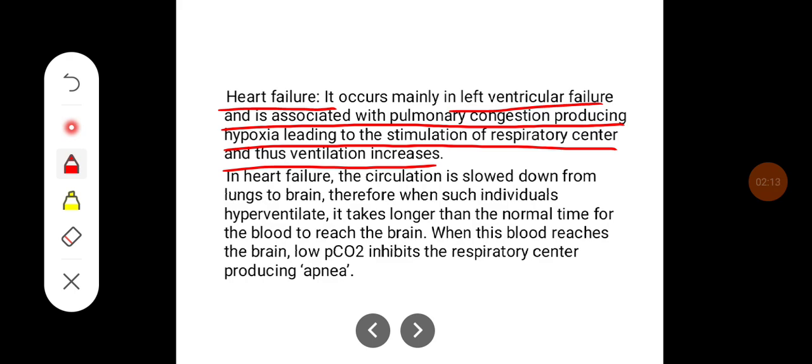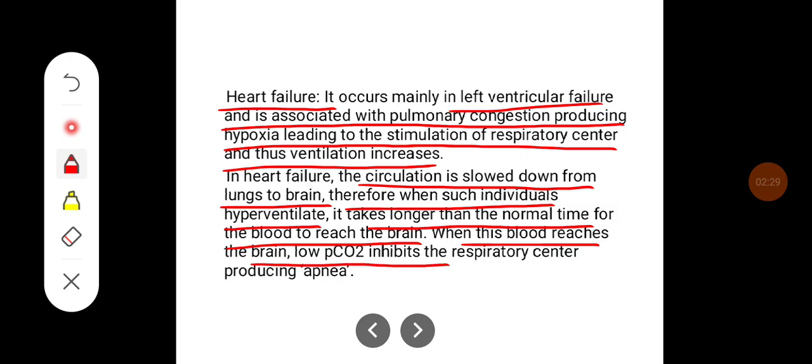In heart failure, the circulation is slowed down from the lungs to the brain. Therefore, when such individuals hyperventilate, it takes longer than normal for the blood to reach the brain. When this blood reaches the brain, the low PCO2 inhibits the respiratory center, producing apnea.